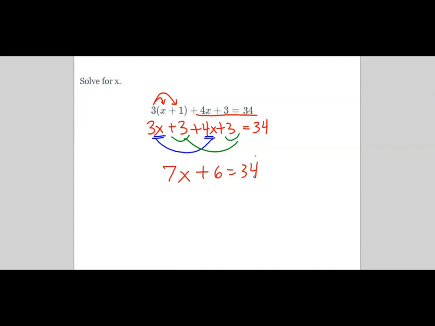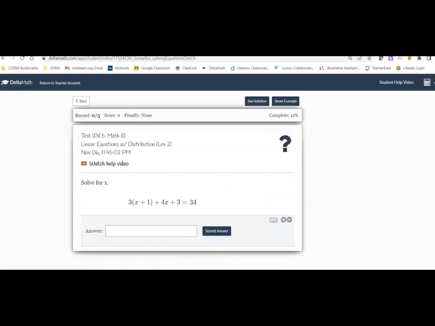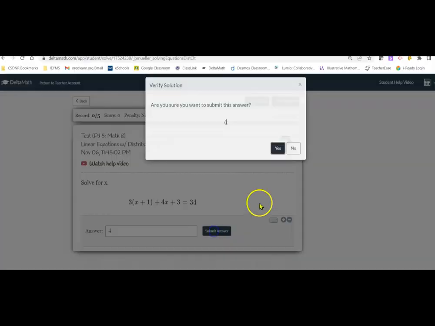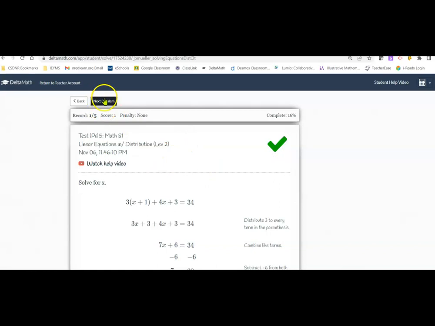And now I can do the same two operations I did on the previous lesson. Subtract my constant from both sides. Divide both sides by 7. And we get 4. So we'll type that in here, and we'll try one more.